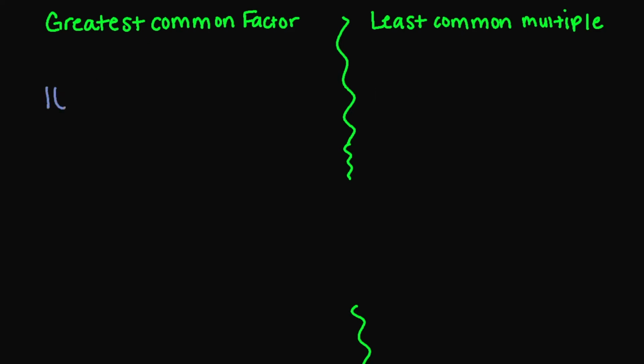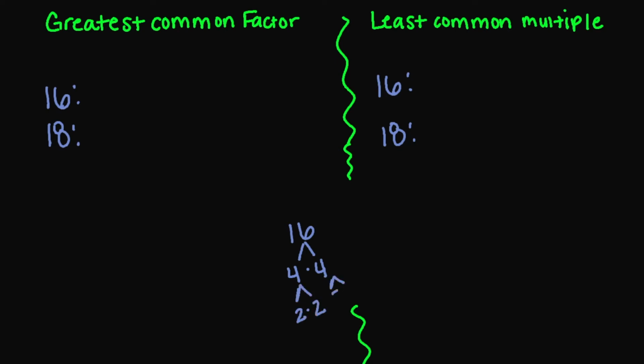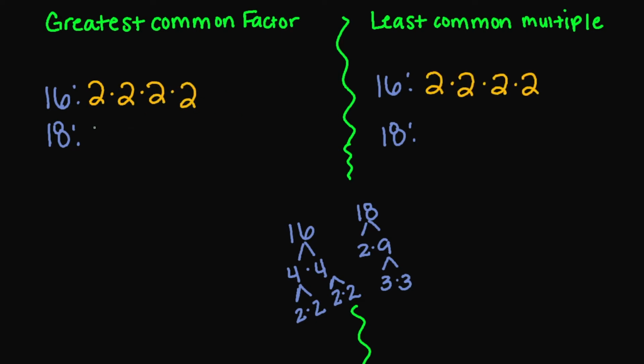Let's try 16 and 18. So factors of 16, we have 4 times 4, and then my 4 I can factor into 2 times 2, and this other 4 is 2 times 2. For my 18, we have 2 times 9, and then my 9 we can factor into 3 times 3. So 16, we said 2 times 2 times 2 times 2. And then my 18, we said 2 times 3 times 3.